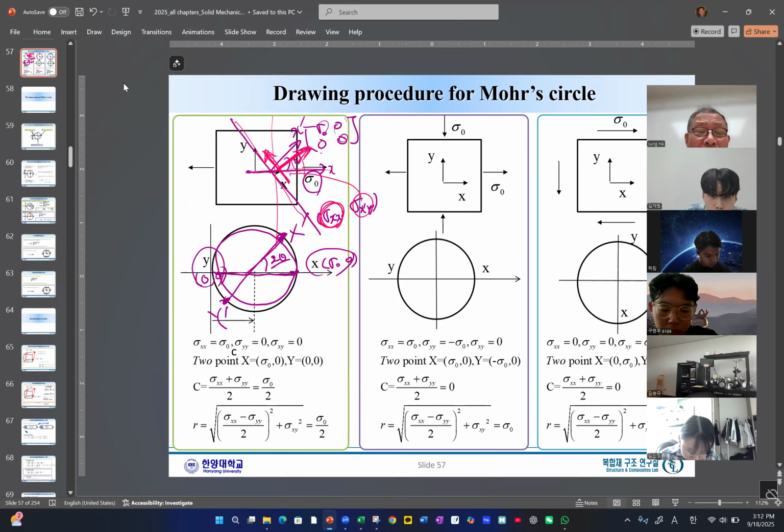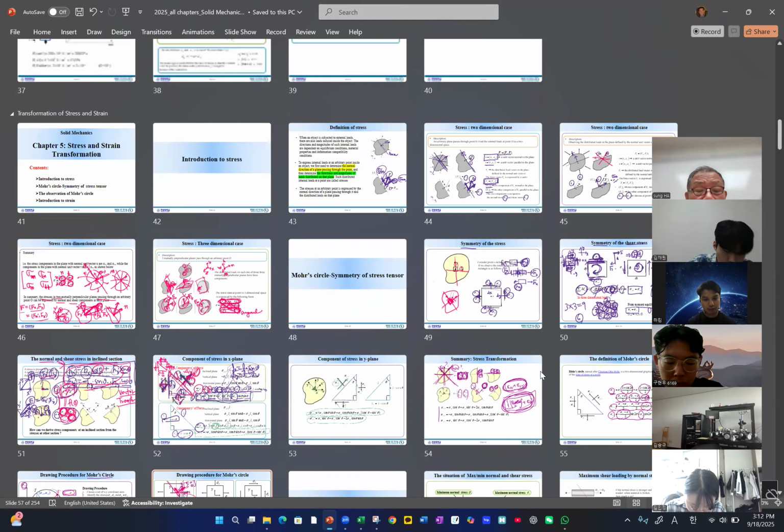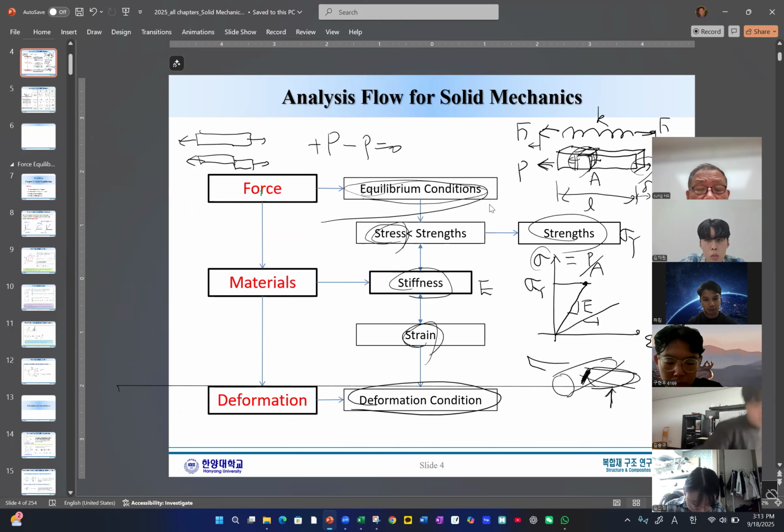I know it's a little bit complicated, but it is natural simply because the concept is new. But keep thinking, try to understand. Soon you will get familiar with this concept and fully understand the stress transformation, which will help us understand material failure. We didn't go that far.